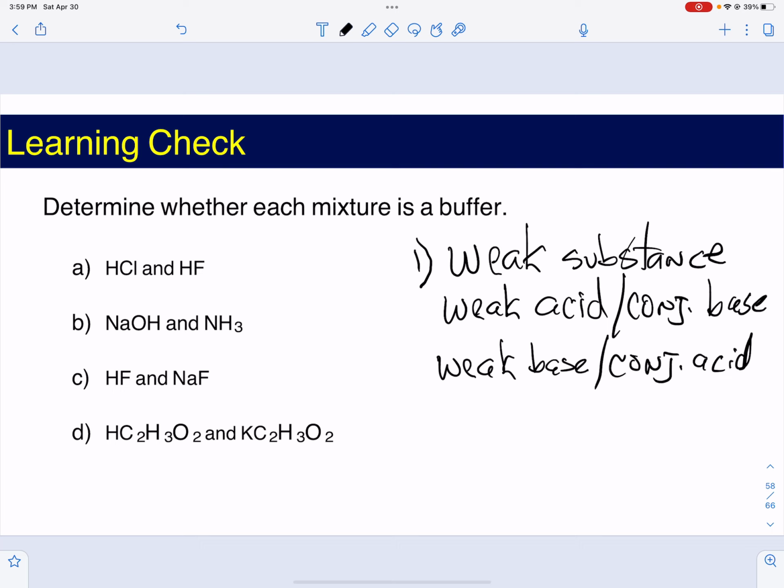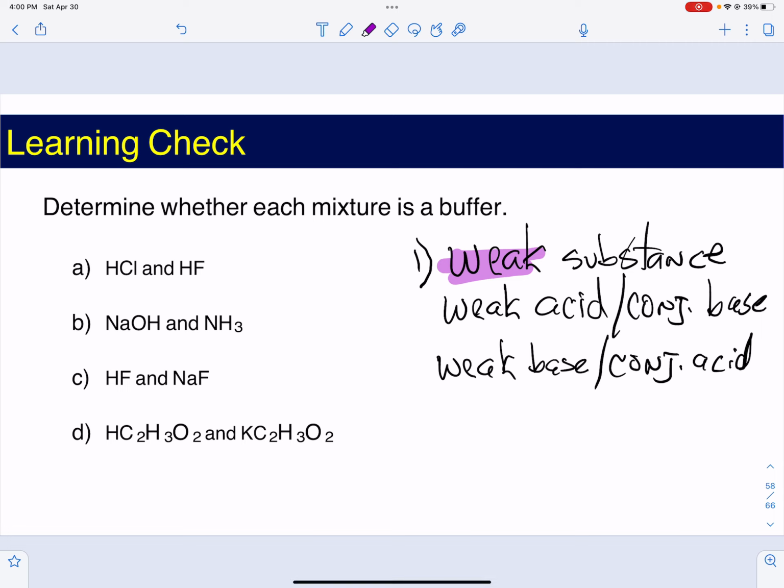In the solution, you have to have both of them present at the same time: the acid and its conjugate base, or the base and its conjugate acid. That's why we cannot have a strong acid or a strong base, because a strong acid or strong base transforms 100%. If you begin with a strong acid, it's going to become its conjugate base with nothing left of the acid. So that's why it has to be a weak system.